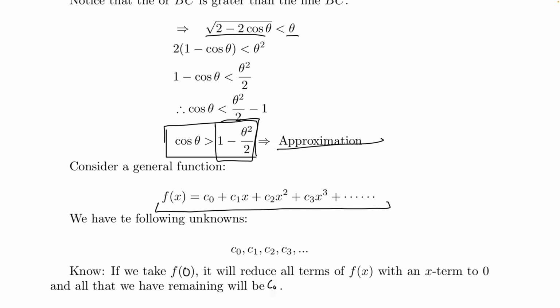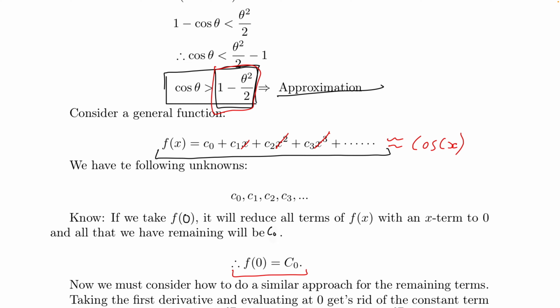We have the first term in our very complicated polynomial. Now we need to consider how to find the remaining constants. It's not immediately clear, but what we can do is take the first derivative of my function, where the constant term c0 will be removed according to the power rule, and all I'm left with is c1 plus 2c2 x plus 3c3 x squared plus so on and so forth.